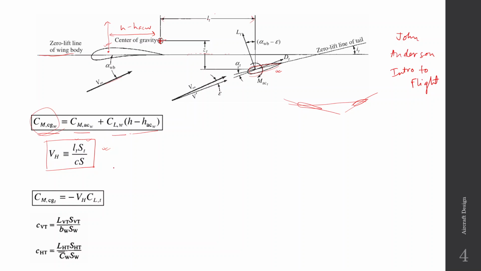If you measure these things in absolute terms, then for a small aircraft the numbers are going to be small, but for a large aircraft it's going to be large, so it will be difficult to compare and create an intuition about it. But these normalized ratios are easy to understand. So the moment caused by the tail is negative of the volume ratio into the lift coefficient.